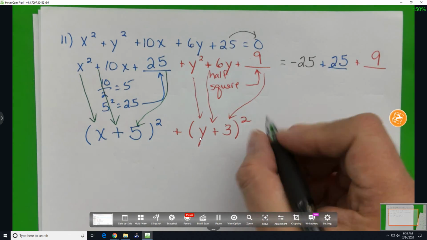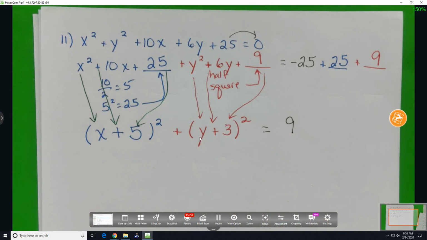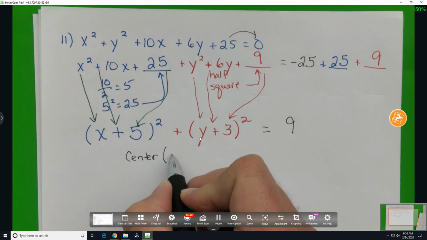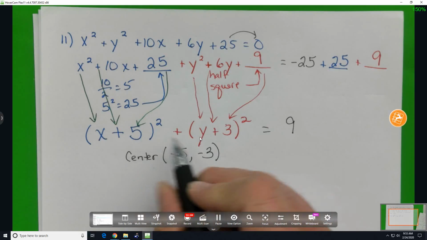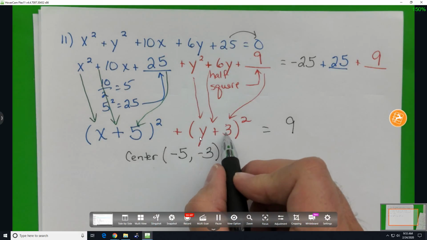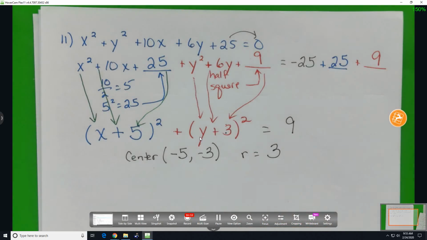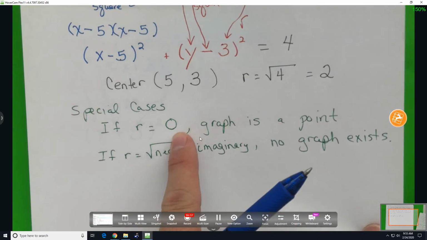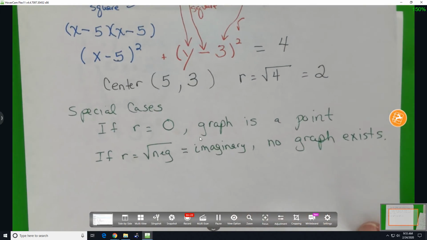And what number do we have on the right-hand side now? 9. So can we change the sign, square root? Well, let's see. The center would be a -5 and a -3. Change the sign, and the radius is 3. Do we have one of these special cases? No. Okay? If the radius had been 0 or an imaginary number, then we'd have one of those special cases.